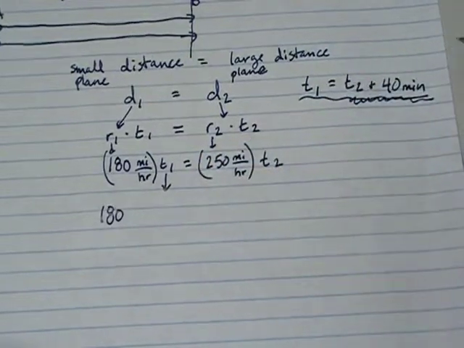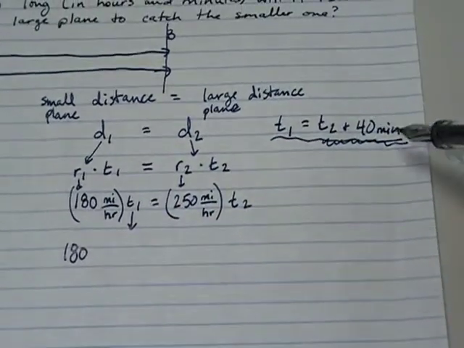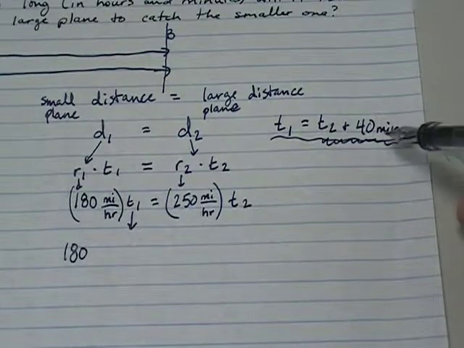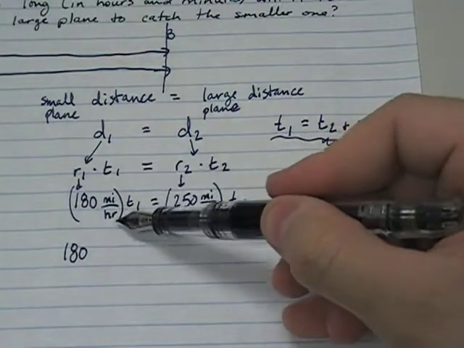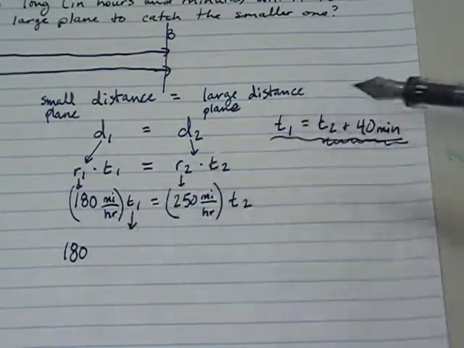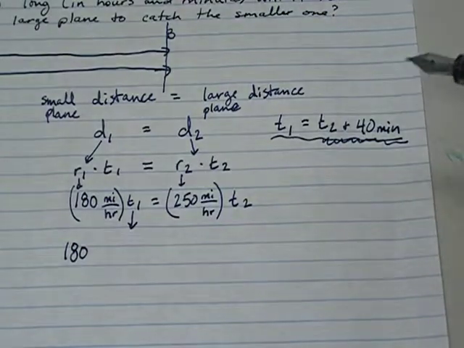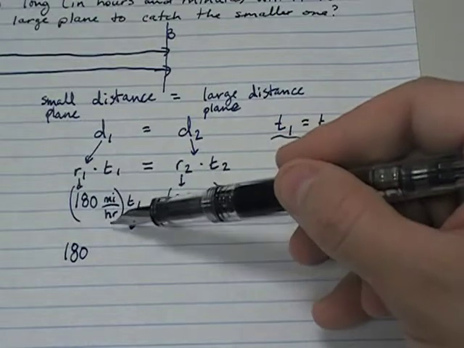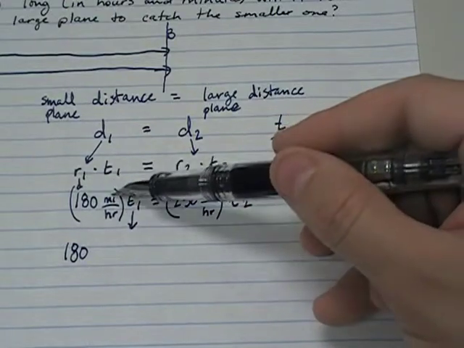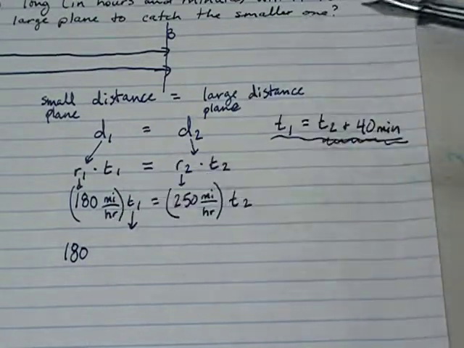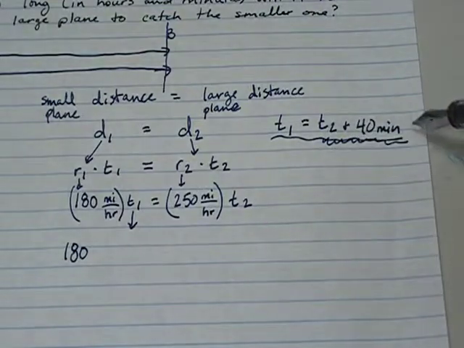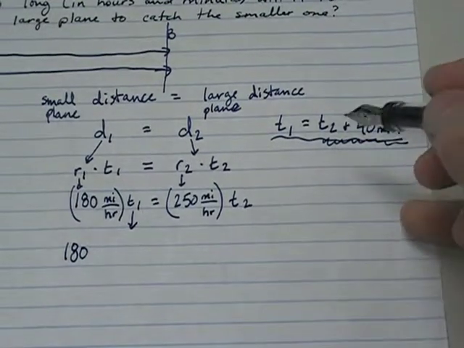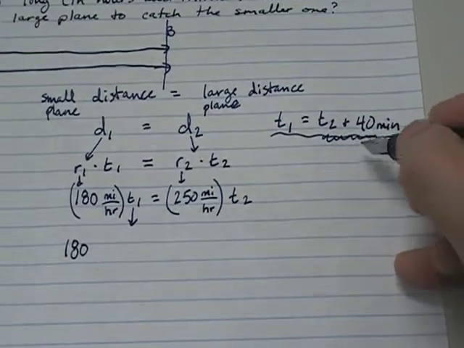Now, here's the problem. Wait a minute. Before we do this, notice this is in minutes. And you notice this is in hours. And our time will not work. So here's what you got to do. You've either got to turn 180 miles per hour into 180 miles per minute, or you have to turn this 40 minutes into hours. Well, there is an easy way to do that.